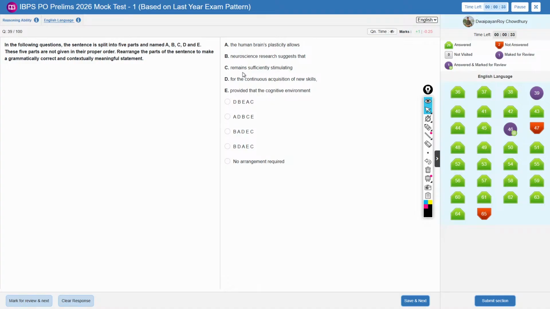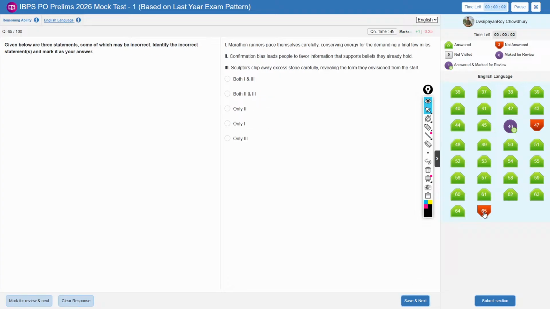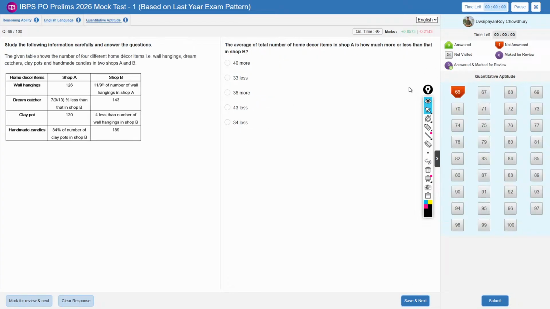Neuroscience research says that humans retain the capacity for the continuous acquisition of new skills. So A, B, the human plasticity allows for the continuation of new skills. No, it says that for new skills, plasticity allows, provided the environment remains sufficiently stimulating. I will just go with this. Marathon runners. Okay.